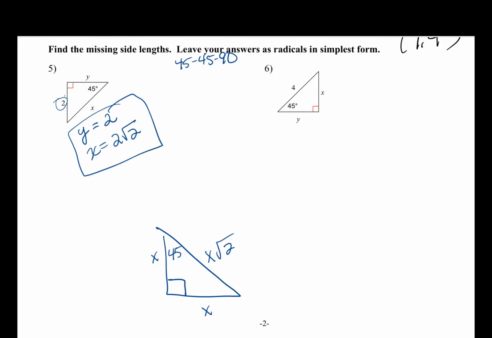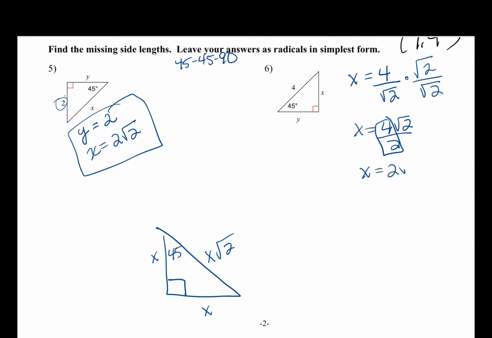Your other scenario is you are given the hypotenuse and you need to find a leg. When you are given the hypotenuse and you need to find the leg, you have to divide the hypotenuse by root 2. And then we don't leave our answers with a square root in the bottom, so we have to multiply by that same square root over itself. And that gives us 4 root 2 over 2. But 4 and 2 divide to be 2. So 2 root 2 is x. And because it is isosceles, y also is 2 root 2, because the legs are congruent.